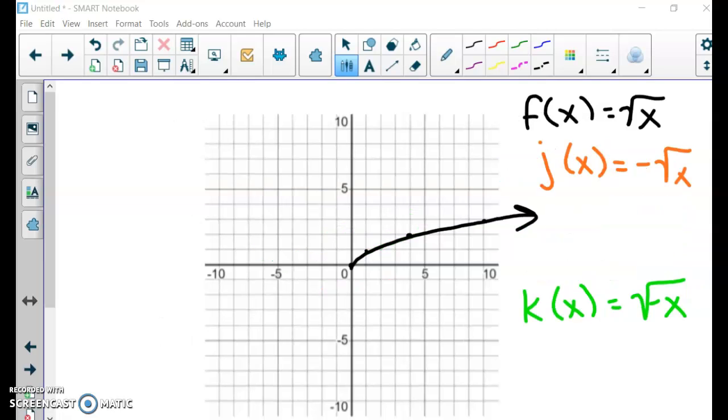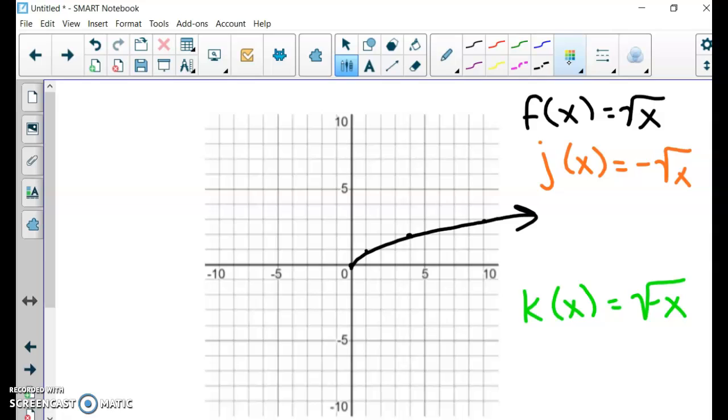Now let's take a look at what happens when we have negative symbols in front of your square root sign or inside the square root sign. So j of x in orange. If we have the negative square root of x, our domain is not affected. We still plug in 0 and positive numbers in for x. So our domain is not changing.